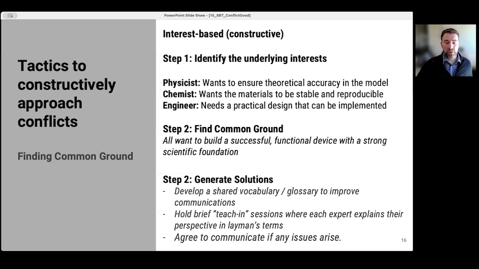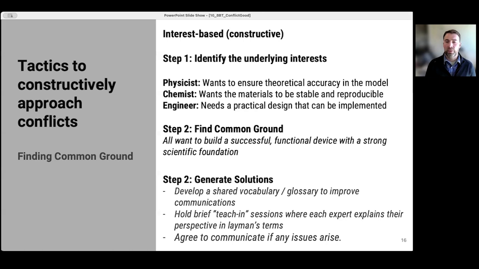All of them have common ground. They all want to be successful. They want to make their thing. But the chemist is saying, look, I can't make that molecule. You've drawn something that is very hard to make, or it's unstable, or it's not going to be something that I can make more than once.